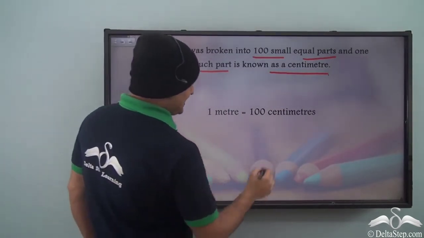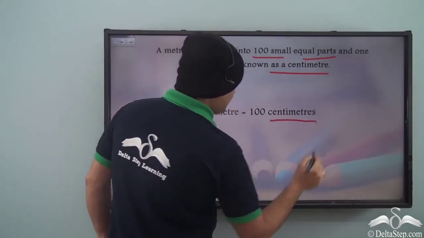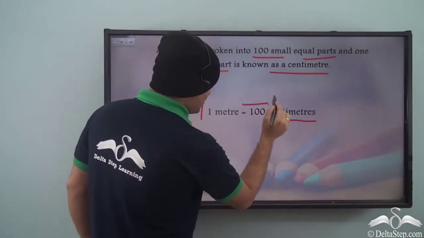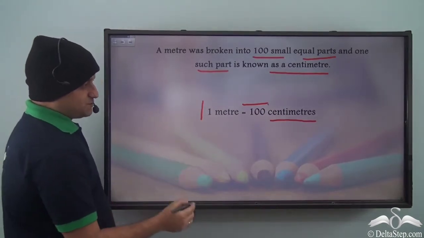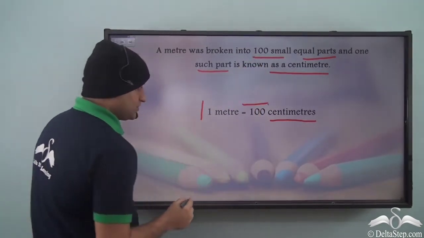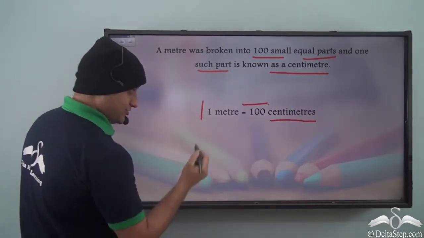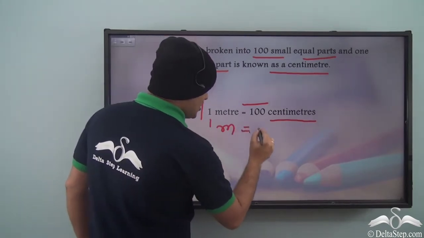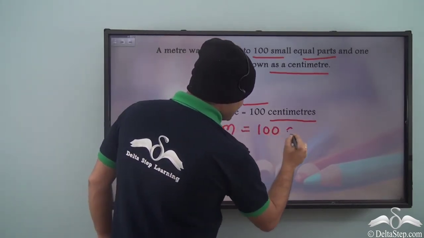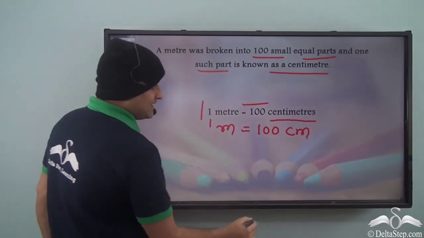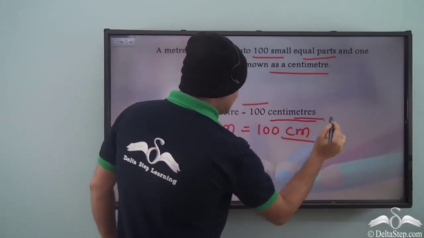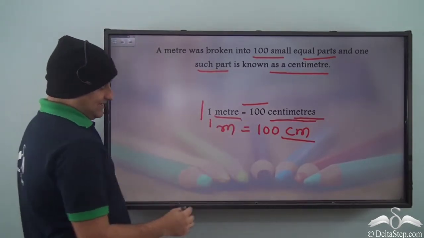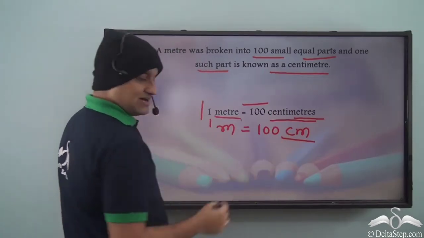So 1 meter is 100 centimeters. So you see, 1 meter was broken into 100 equal parts, and one such part was called a centimeter. So 1 meter is 100 centimeters. Or you can say that 1 m is equal to 100 cm, because cm is the symbol for centimeters and m is the symbol for meter. So you see, this is how a meter is converted to centimeters.